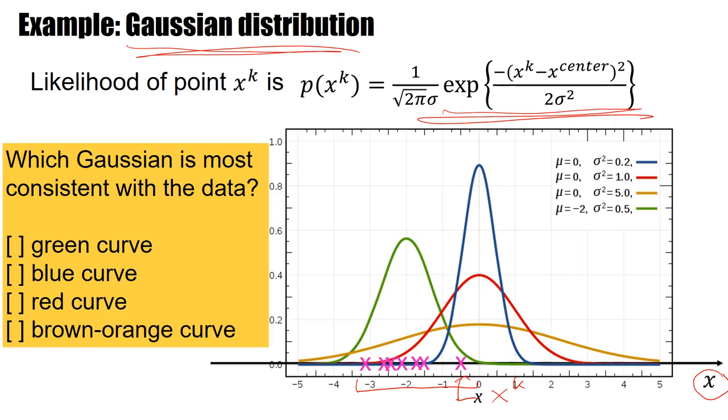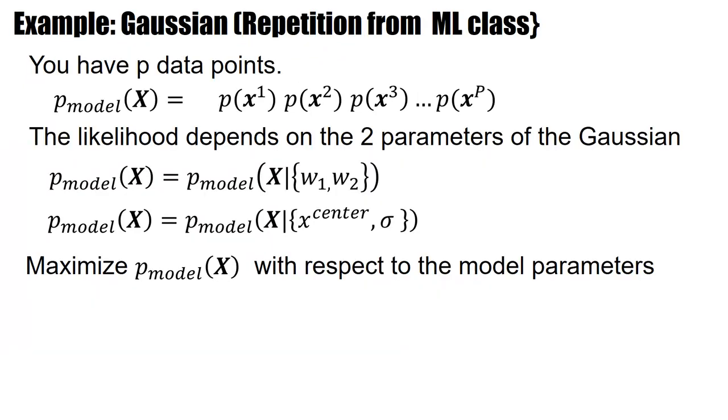Okay, why does the green curve look best? Well, it looks most consistent with the data. It looks like this curve is the one that could have been used to generate this set of data points. So let's look again at this Gaussian. So we have p data points, x1 to xp.